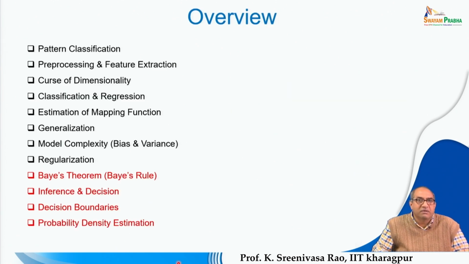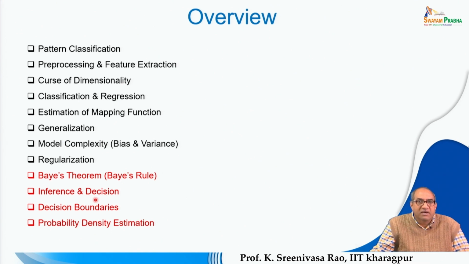So in this we have covered contents like pattern classification, pre-processing, curse of dimensionality and so on. Yesterday we were discussing the Bayes theorem, and today we will begin with the Bayes theorem and then discuss the other topics related to it. How is the Bayes theorem or Bayes rule used for a classification problem, for automatically classifying feature vectors into one of the classes?